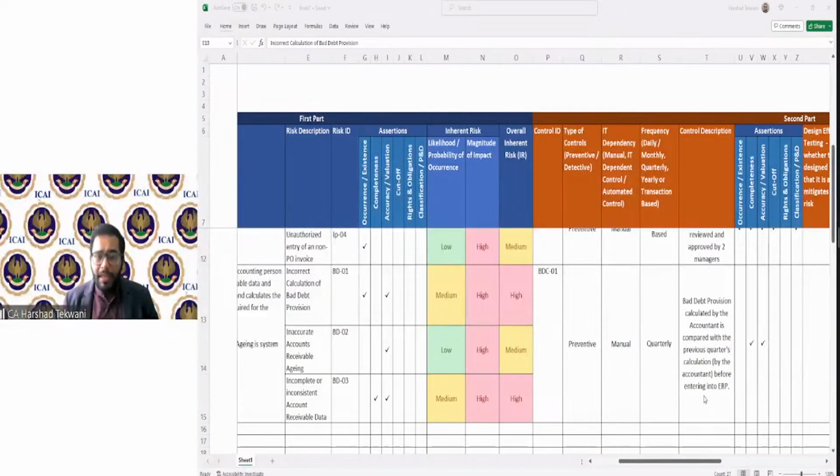Again, the control is that the calculation of bad debt provision is reviewed and compared with the previous quarter's calculation by the accountant. Now, the risks are that there could be an incorrect calculation, an incorrect accounts receivable aging, and incorrect data. So, do you think the control which is there is sufficient to stop the risks which are there for the accounting estimate?